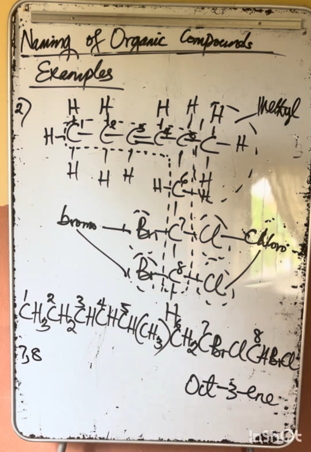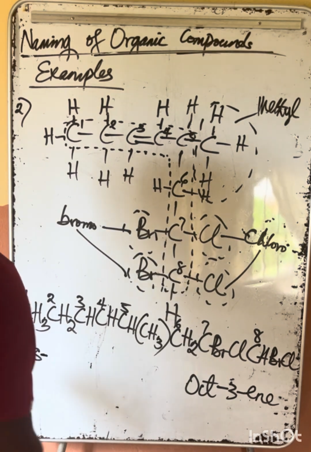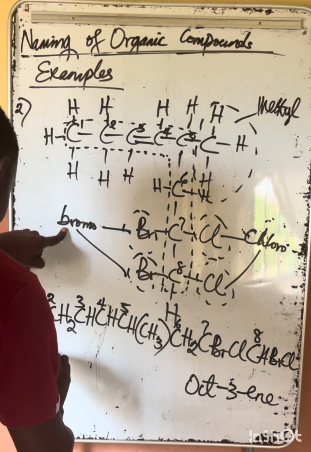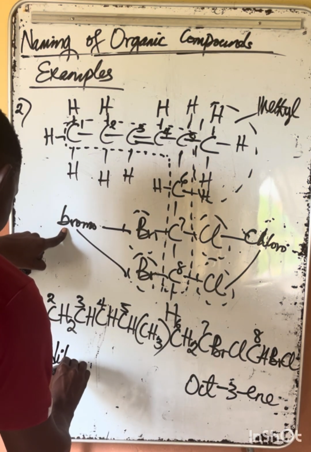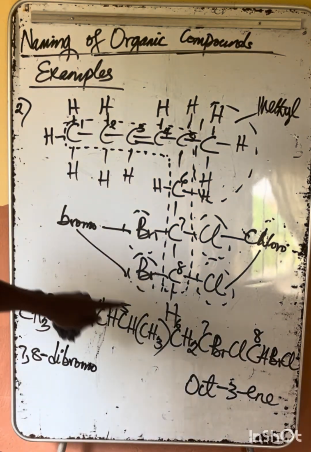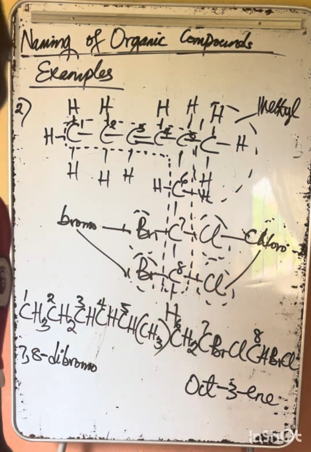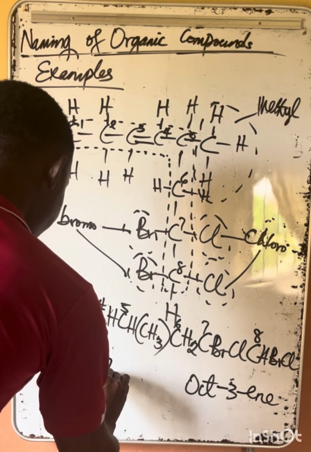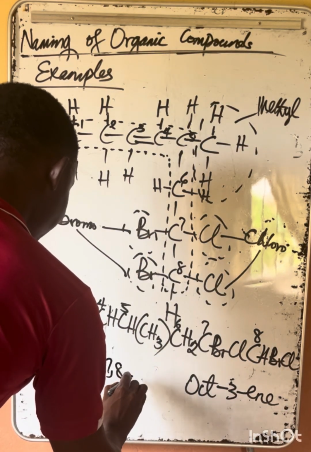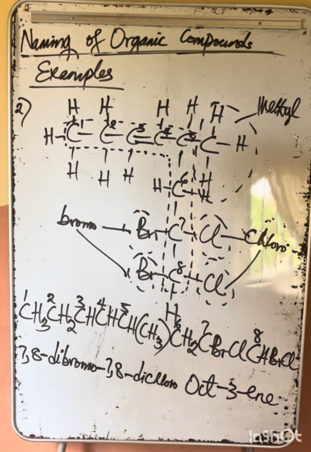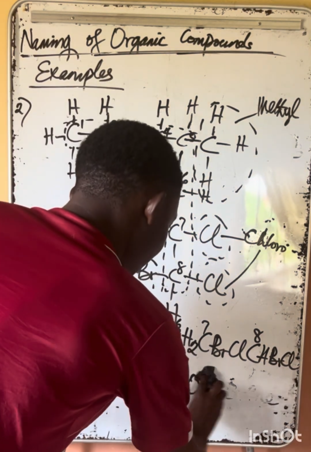When we have two numbers, we separate them with a comma. Then after the number, we'll put a hyphen. Then because it's bromine and there are two of them, it will be dibromo. Okay. Then we are done with bromine. The next in alphabetical order is chlorine. So chlorine is still on the same 7 and 8. So hyphen 7, 8 hyphen dichloro. Okay, I'll be rubbing this off because it won't accommodate it.